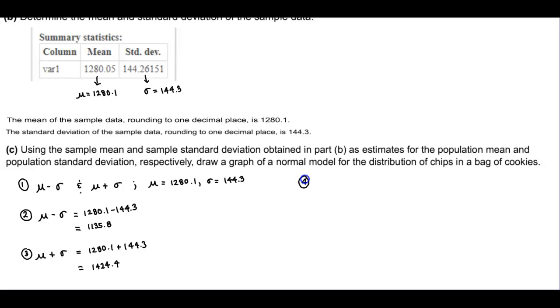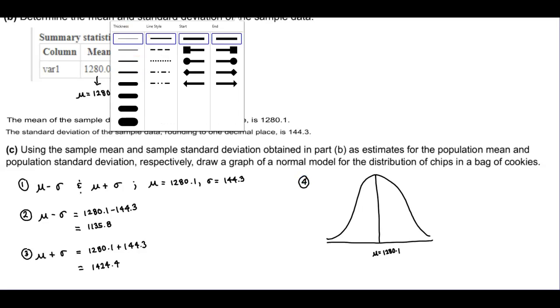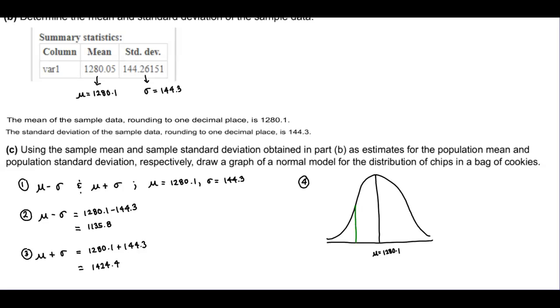So now let's draw our normal curve. There's our bell curve. We know that our mean, mu, is equal to 1280.1. And then we have the two inflection points. We have an inflection point at 1135.8, because that's one standard deviation below. And then one standard deviation above gives us the other inflection point. And so therefore, this is the graph of the normal model for the distribution of the chips in a bag of cookies.